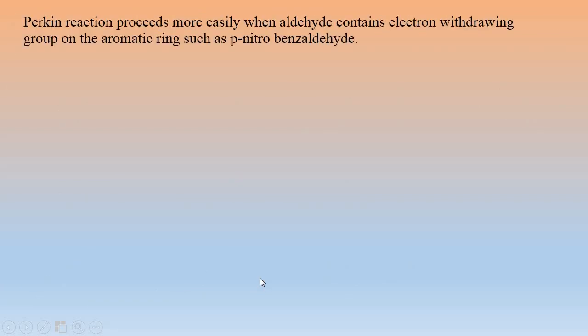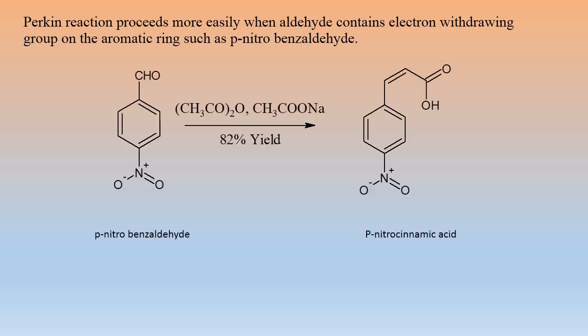Okay. Now Perkin reaction proceeds more easily when aldehyde contains an electron withdrawing group such as nitro group. So we will take example of para-nitrobenzaldehyde. Para-nitrobenzaldehyde when reacts with acetic anhydride in presence of sodium acetate, the product is para-nitrocinnamic acid and the yield is 82%. Remember this.